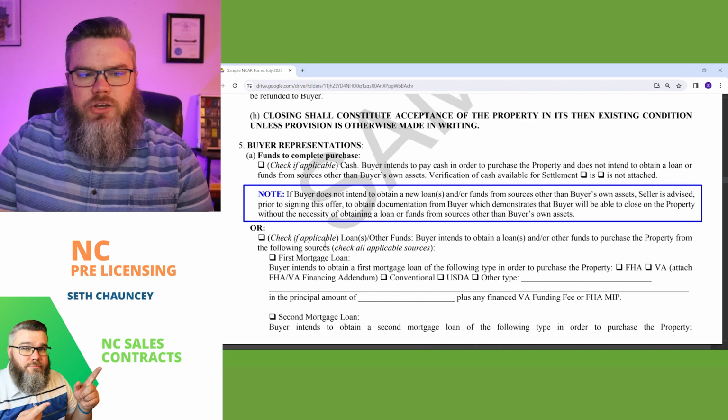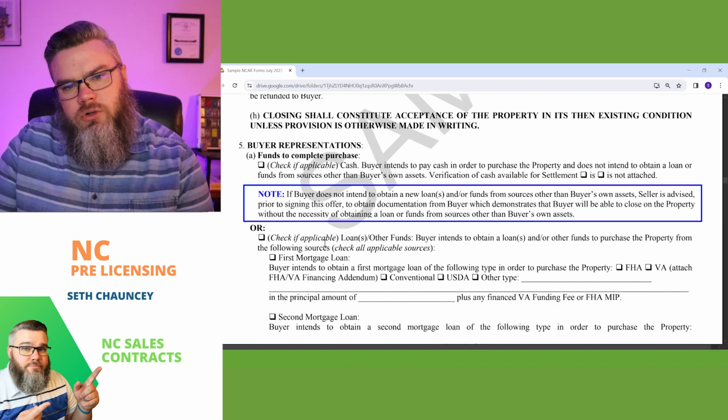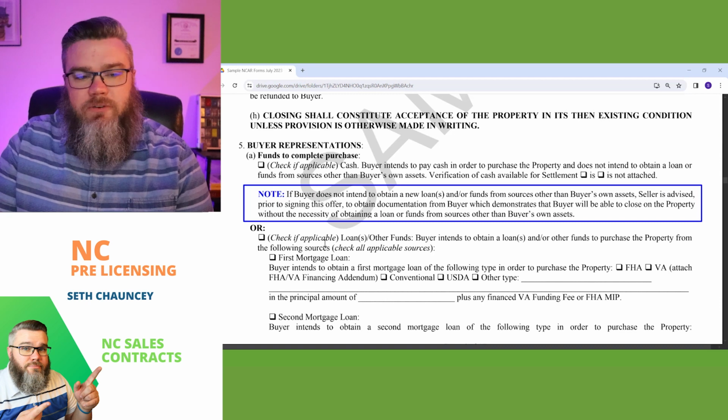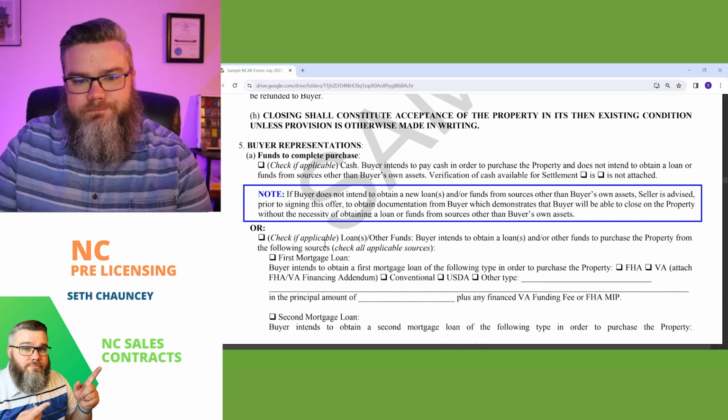No, it is not discriminatory to turn down a certain loan type. There is no such thing as source of funding discrimination. So they can turn down VA loans, they can turn down USDA loans, they can turn down FHA loans. No, they have not violated any fair housing laws or anything like that.